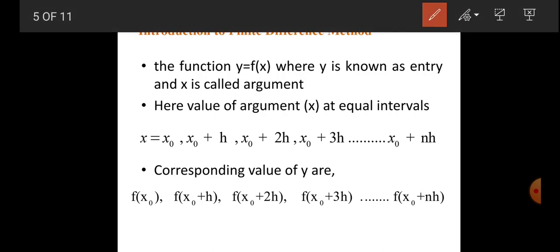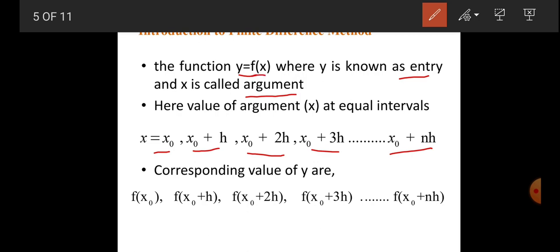Let's say y is a function of x, where y is known as the entry and x is known as the argument. Here the value of argument x is at equal intervals. Let's say x is equal to x0, and at an interval of h it becomes x0 plus h. For the next interval it becomes x0 plus 2h, x0 plus 3h, and up to the nth interval it becomes x0 plus nh. Then the y value will be y is equal to f(x).